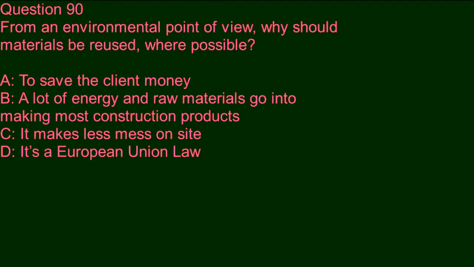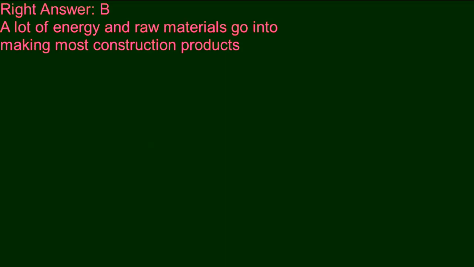Question 90. From an environmental point of view, why should materials be reused where possible? A. To save the client money. B. A lot of energy and raw materials go into making most construction products. C. It makes less mess on site. D. It's a European Union law. Right answer, B. A lot of energy and raw materials go into making most construction products.